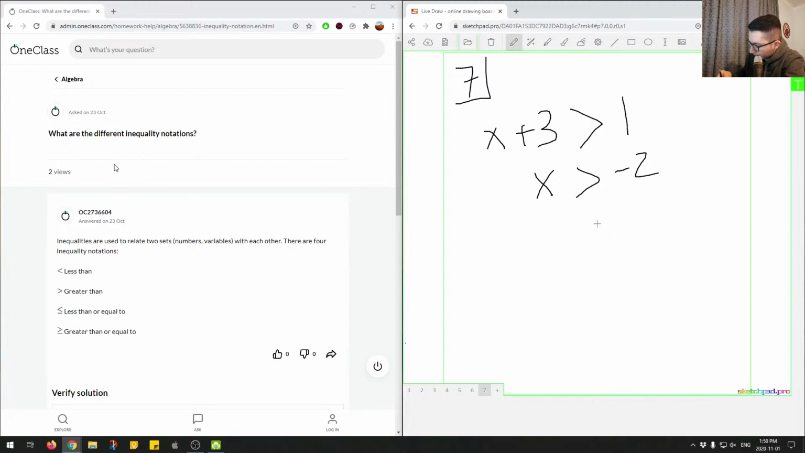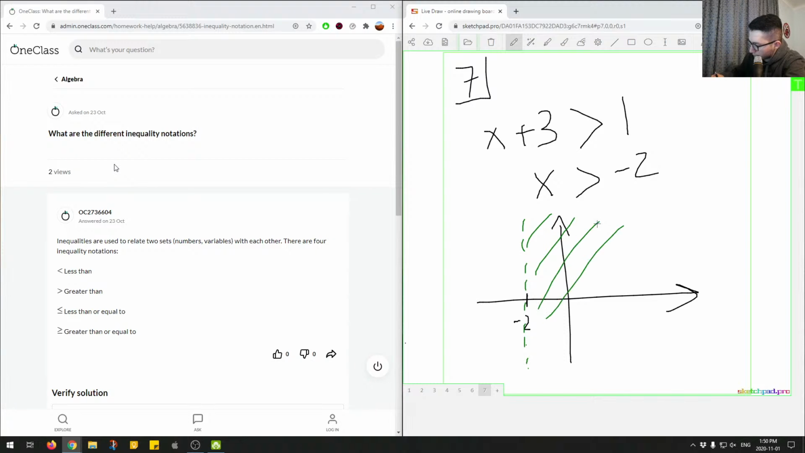If we draw a plot, we know negative 2 is somewhere over here. And we're saying all values greater than negative 2, so we'll draw a line like this. As you can see here, I drew a dotted line for negative 2 because we don't have an equal sign.